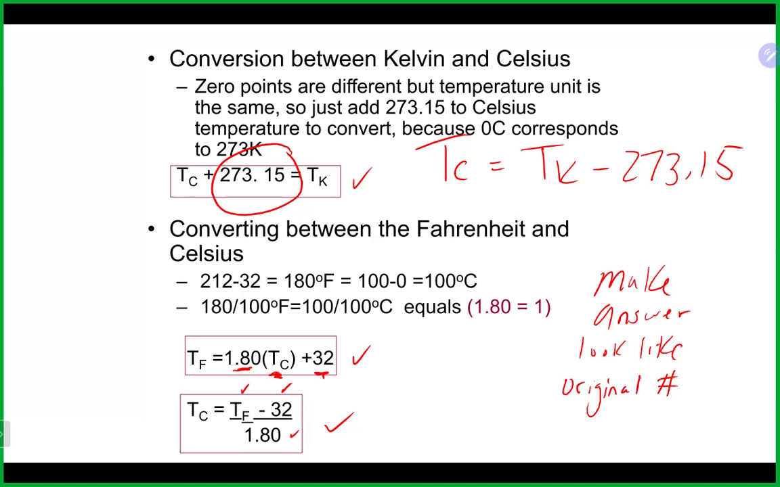So what do I mean by that? I mean that if your original temperature value that you're converting, say from Celsius to Fahrenheit, was a whole number, when you do the conversion, you should convert it to a whole number.